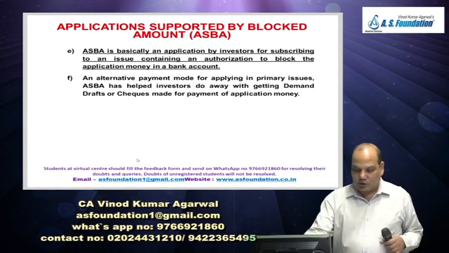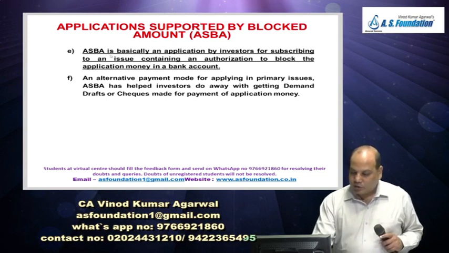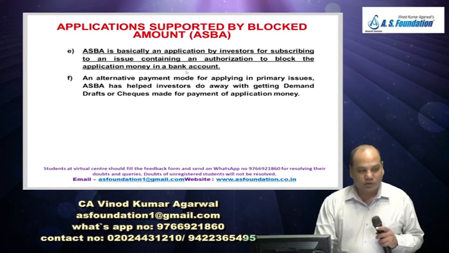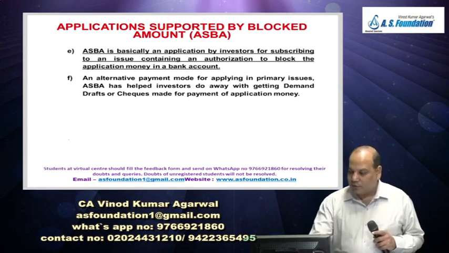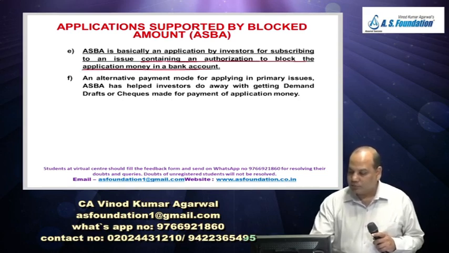Okay. So how does it work? Understand. Then maybe you will also apply soon. ASBA is basically an application by an investor for subscribing to an issue containing an authorization to block the application money in the bank account. So once you fill that form, your amount is blocked by the bank. Now you can't use it till the allotment procedure is over. But you will continue to enjoy the interest on it, whatever interest you are earning.